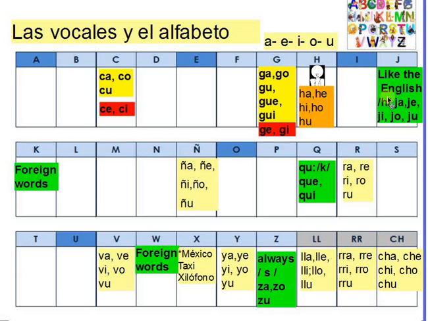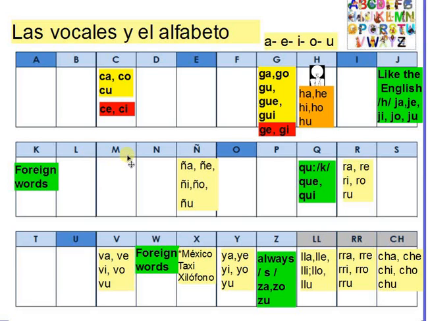And the letter J will sound like your English H, a little bit stronger. I repeat. So you go ja, je, ji, jo, ju. The letter K in Spanish is only used with foreign words. You will not see native words in Spanish written with a K. The letter L is just like in English. So you go la, le, li, lo, lu.